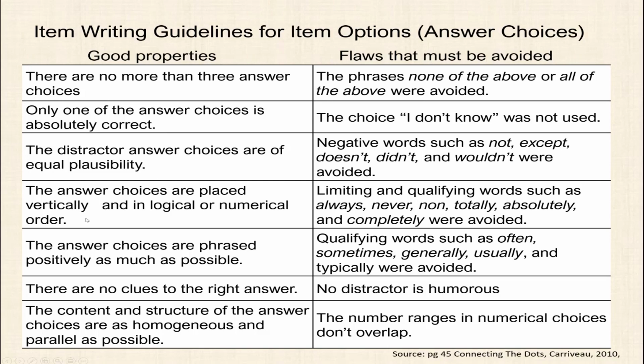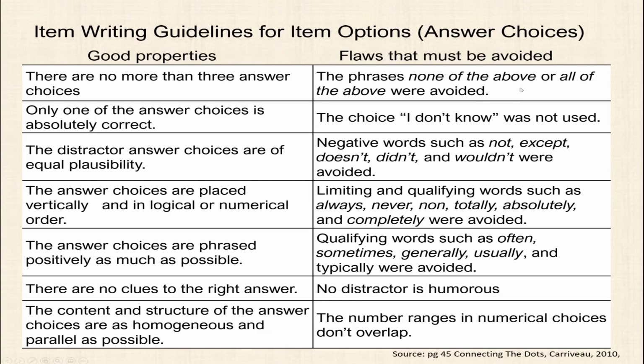Are the answer choices placed in vertical and in logical or numerical order? Okay, check. The answer choices are phrased positively as much as possible. There are no clues to the right answer, and the content and structure of the answer choices are as homogeneous and parallel as possible. So here's what we want to avoid. This would flaw the item, and again, we've talked about if you have a flawed item, then you're going to have information that won't allow you to make valid decisions.